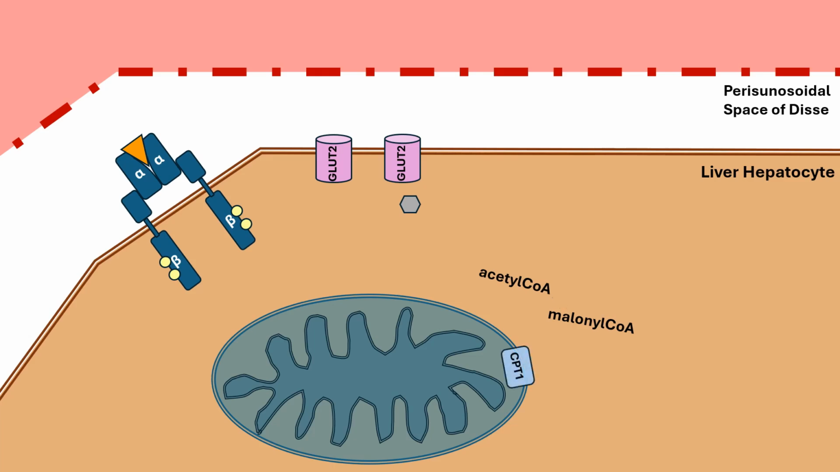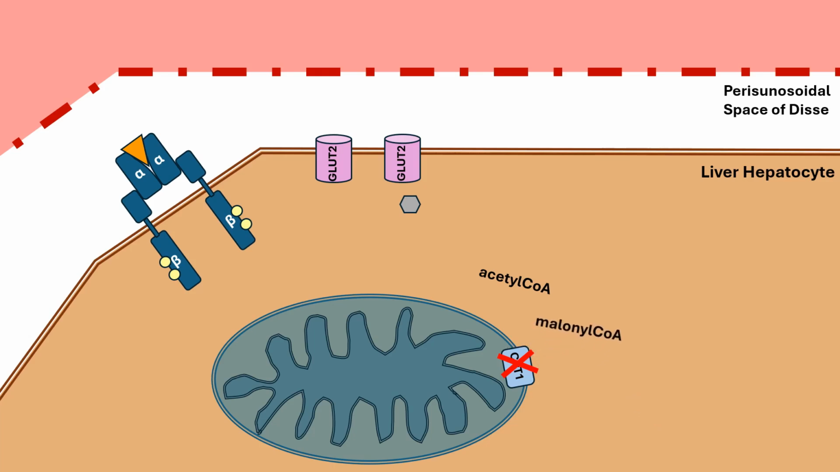That malonyl-CoA can go up to the mitochondrion and inhibit the carnitine shuttle, which normally allows the transport of fatty acids into the mitochondrion for them to be broken down. But now, because it is inhibited, less fatty acids can be broken down.